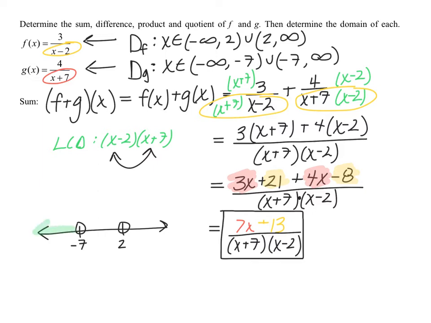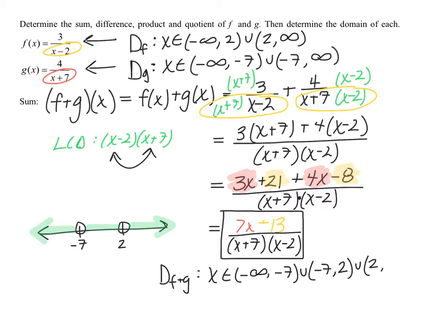So all of these values here to the left of negative 7, all the values in between negative 7 and 2, and all of the values to the right of 2 are going to be in the domain. So I like to sometimes graph it on a number line to help me see what the domain is going to look like in interval notation. So the domain of function f plus g will be all of the x values from negative infinity to negative 7, union the values from negative 7 to 2, union the values from 2 to infinity. So this is the intersection of both the domain of function f with the function g.